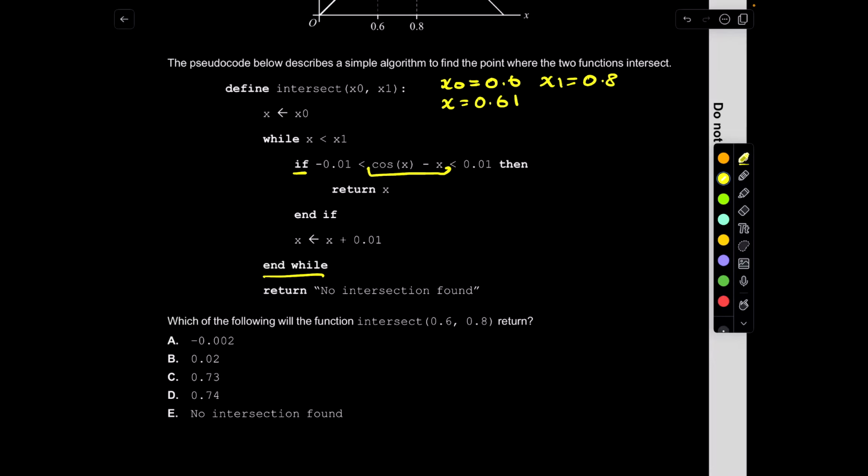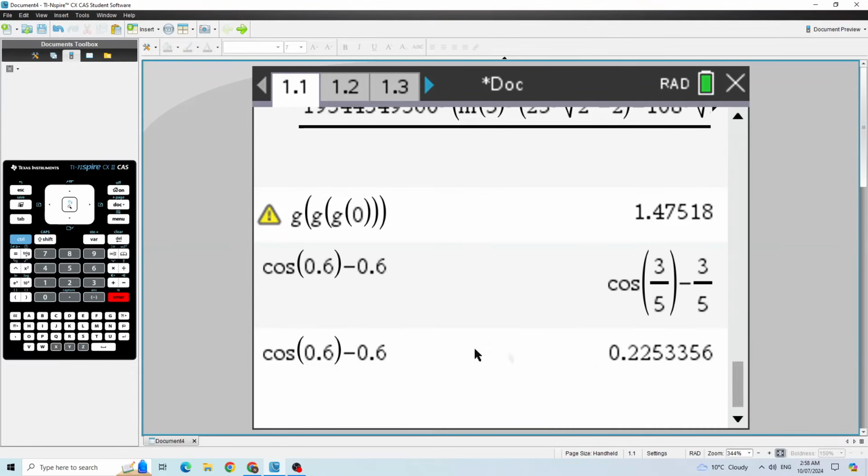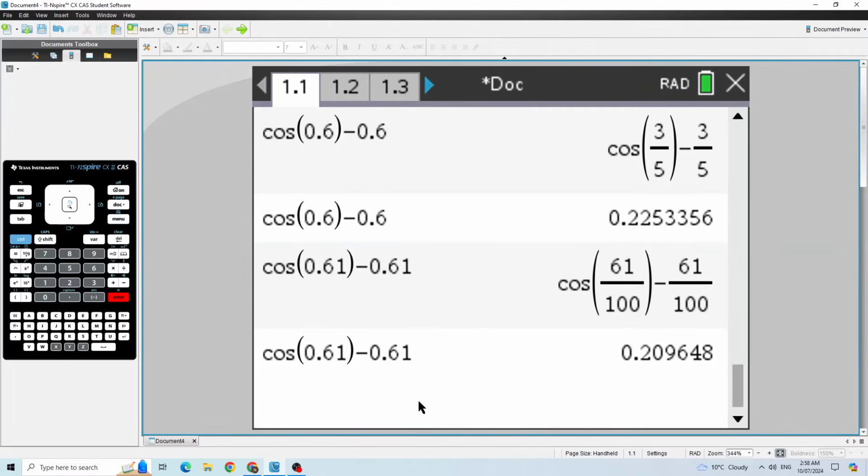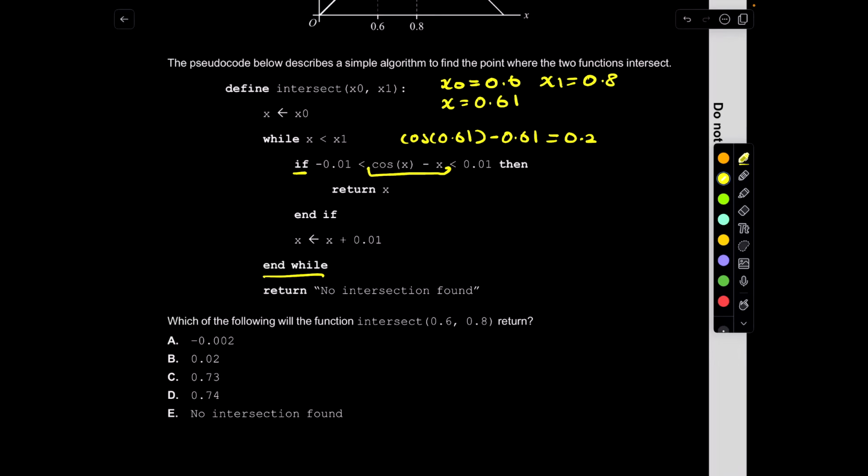Next one. So imagine repeating everything. So, of course, x is less than 0.8. So let's do this part here. Is cos 0.61 minus 0.61 between those? So let's look at our CAS. That's basically 0.209. Now this is a big problem. Look at this. We are decreasing it by small intervals. We're not even going to reach this in the long term. We're not going to repeat this like 70 times until we meet it.